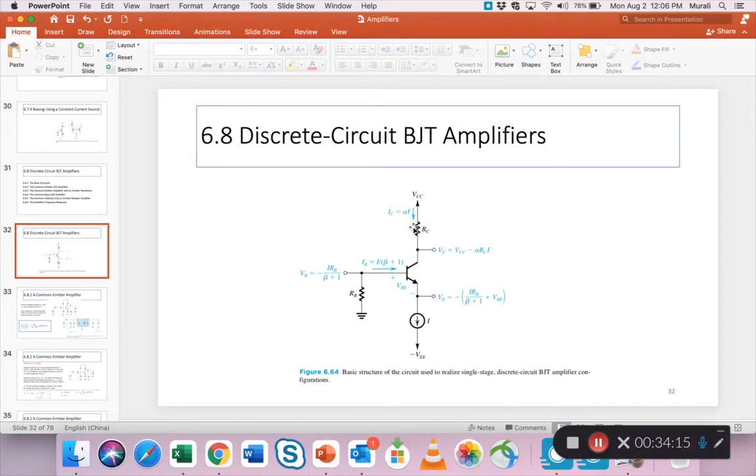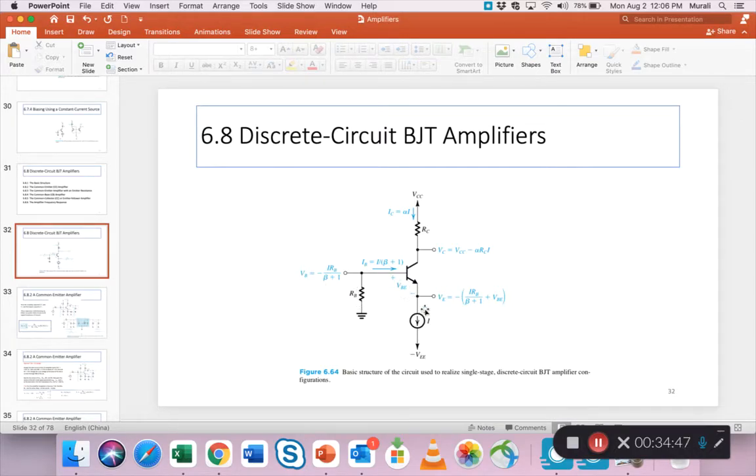IC is generally alpha times this fixed value. We talk about VC here, we talk about VE here, and here are some formulas. We talk about the base current, we talk about this base resistance RB. Now if this is a voltage divider, then RB is R1 R2 by R1 plus R2. The base voltage here, and how it's related to the current and the base resistance.